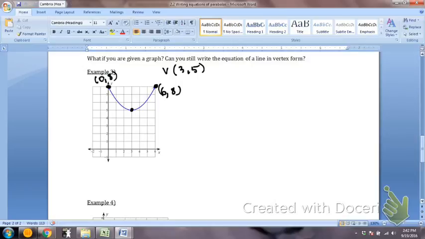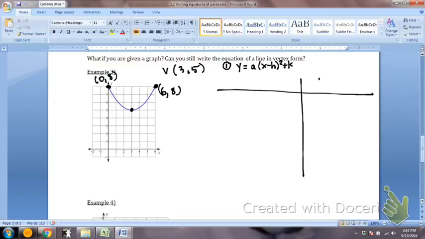So step number 1 is to write it in vertex form. We're going to solve for A. That's step number 1, solving for A. I'm just drawing mine like this because I'm going to work it both ways so that we can make sure we get the same answer. Okay? Who said that? Josh? Yeah, you're 0, 8.